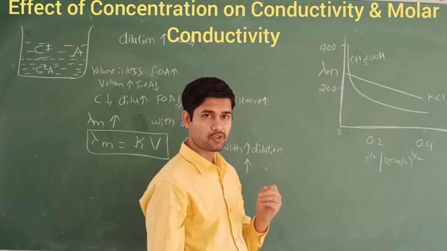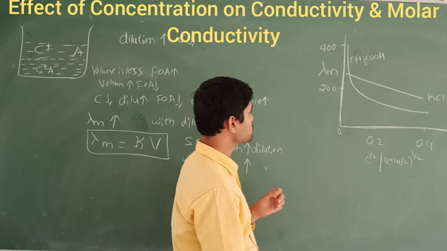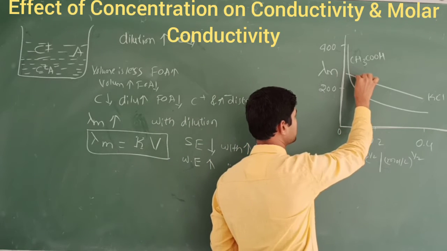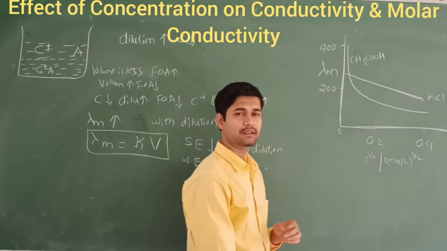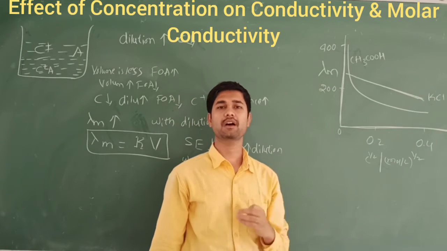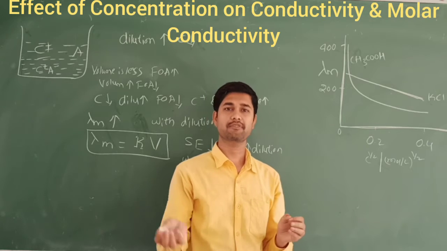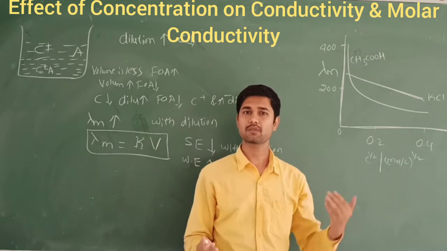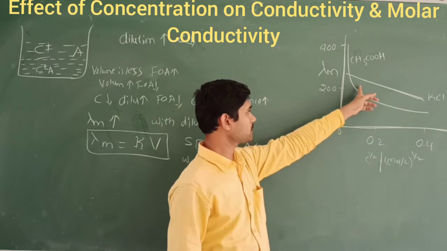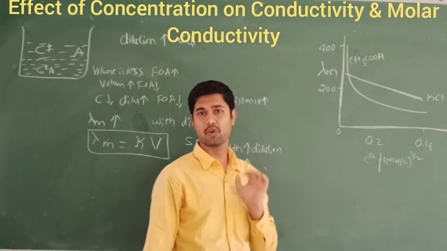In the case of a strong electrolyte, there is a gradual decrease in the molar conductivity, because once again, the complete dissociation of the ions takes place, and adding further dilution doesn't affect that. I mean, the degree of dissociation doesn't change. So that's why you see the gradual decrease in the strong electrolyte.